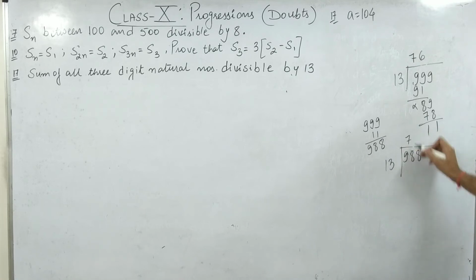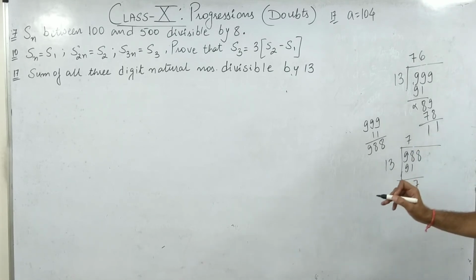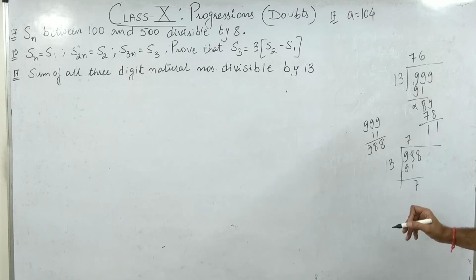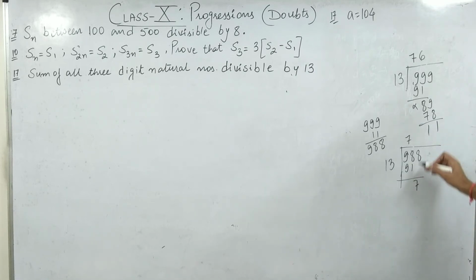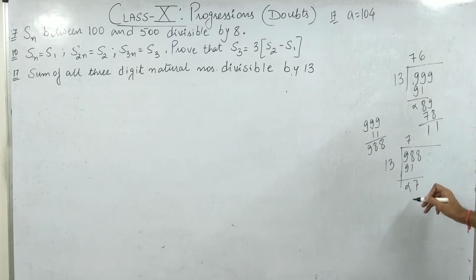13 7s are 91, which comes out as 7. 8 minus 1 is 7 and 9 minus 9 comes out as 0. And then comes the 8. 13 6s are 78. So perfect, guys. So 988 is the largest 3-digit number.